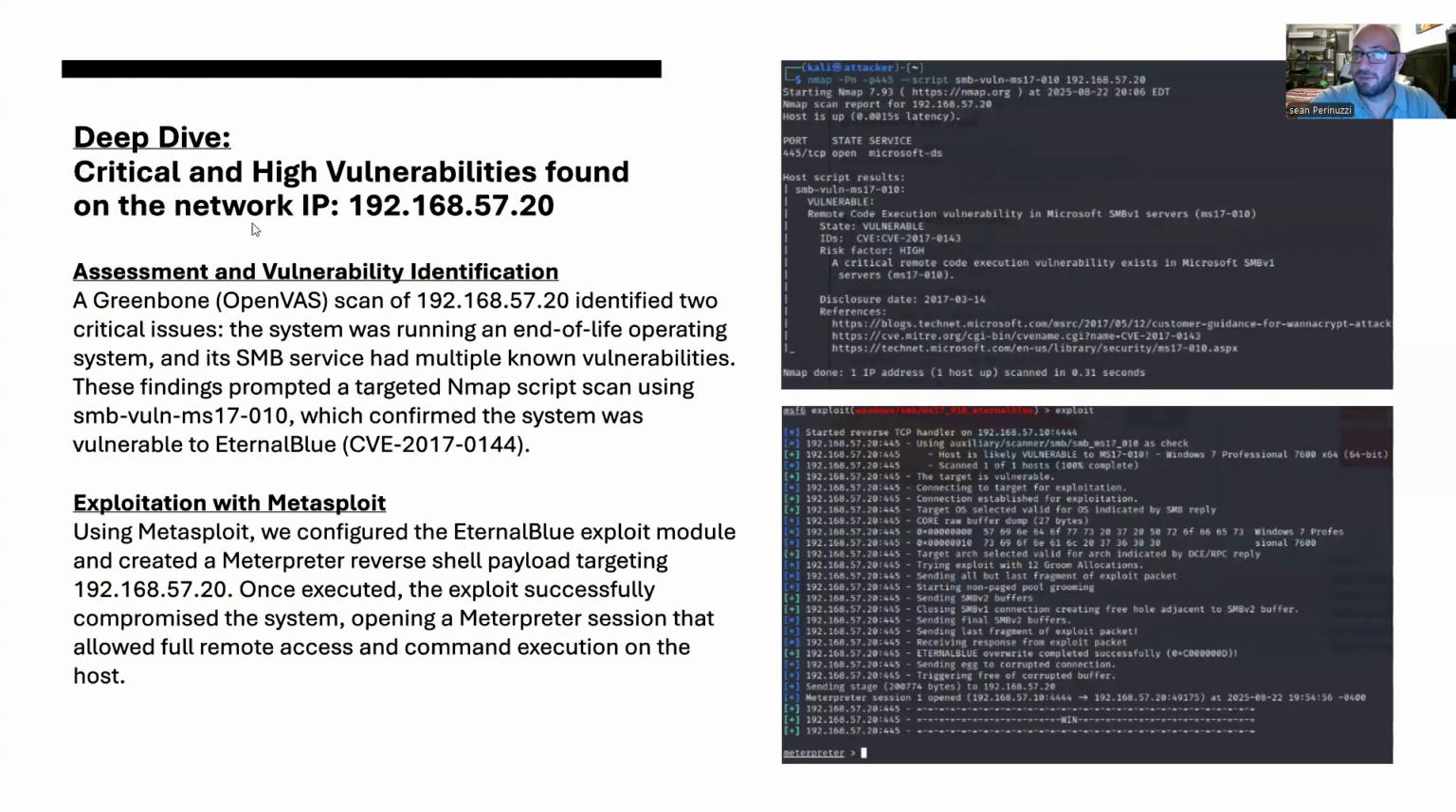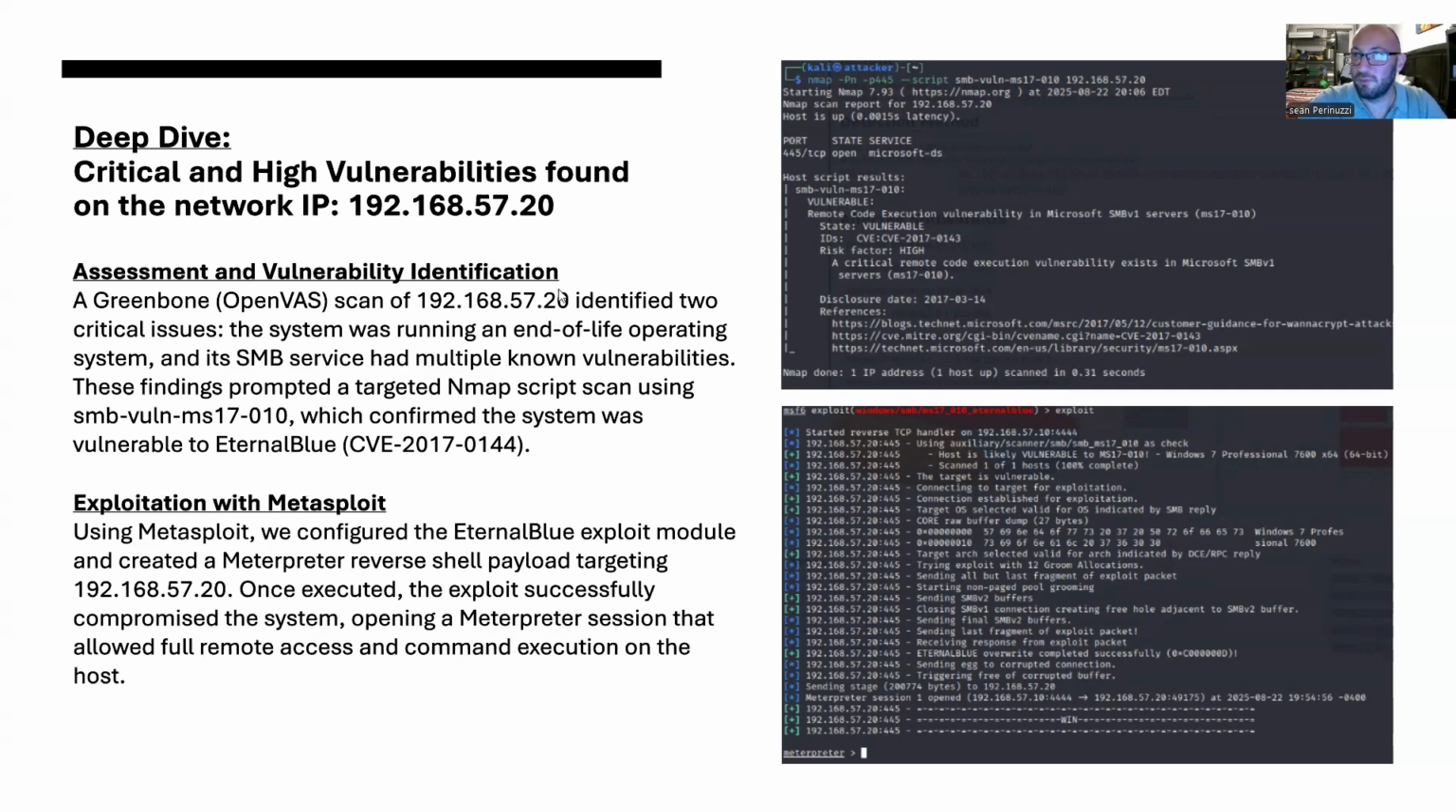So our first deep dive here, which is the IP address that we targeted, did confirm that there was a known exploit. There was a known vulnerability that was exploitable. In conjunction with the Nmap scan and Greenbone scan, we did a further scan with Nmap using a script that targeted the EternalBlue vulnerability, which did confirm that it was susceptible to this attack.